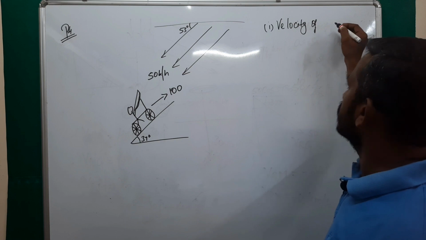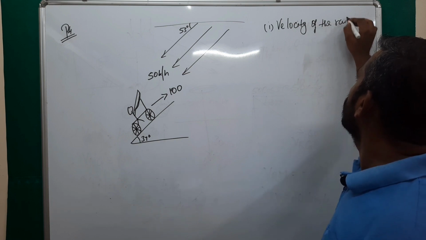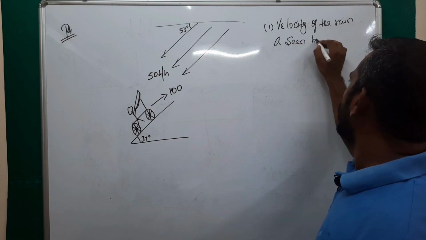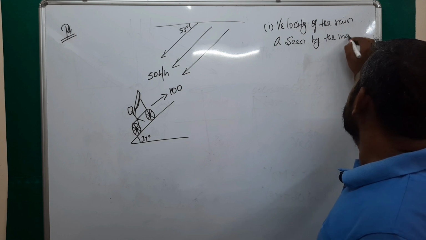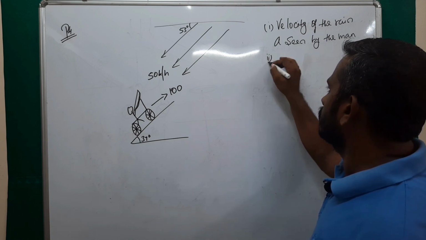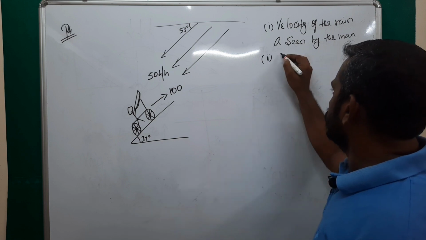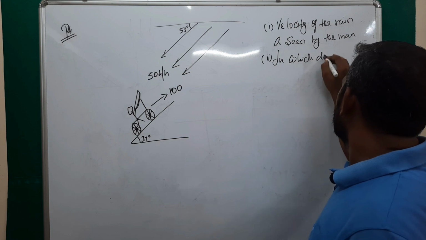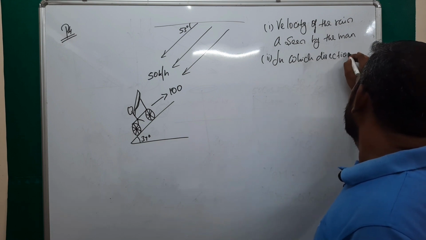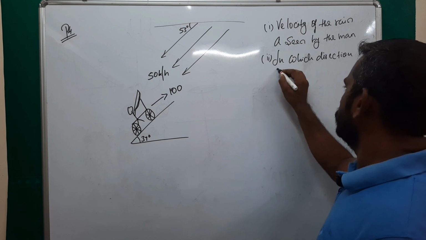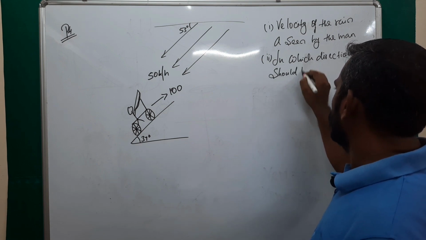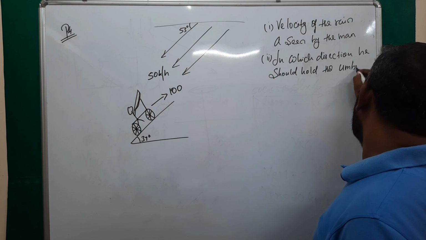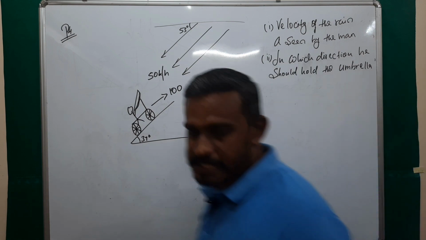The velocity of the rain as seen by the man. First question. Second question: in which direction should he hold the umbrella to escape from the rain?